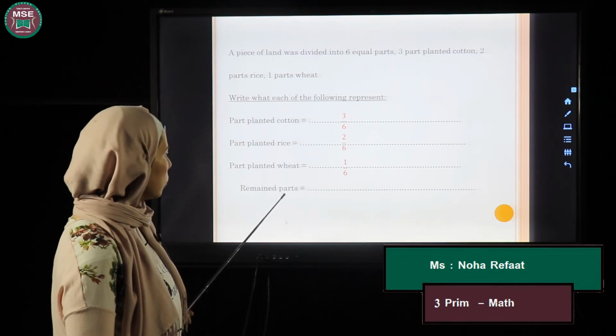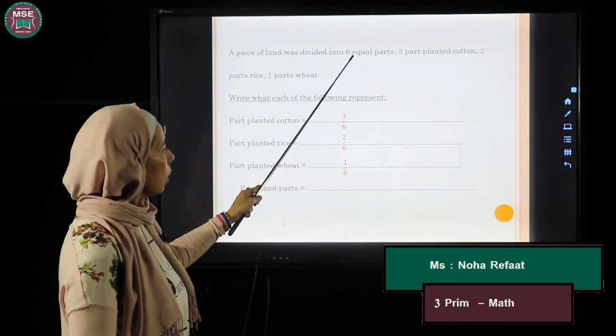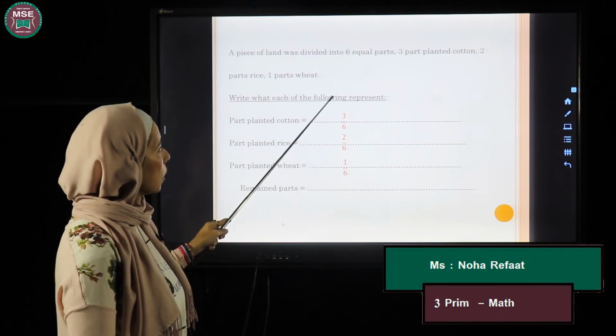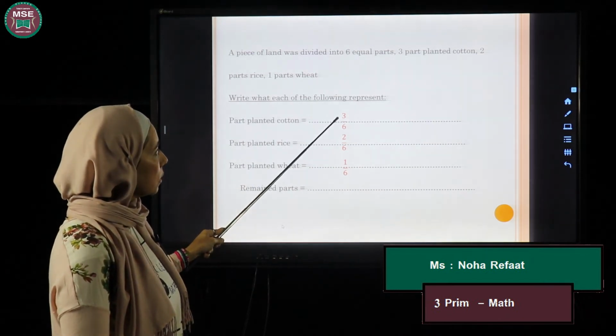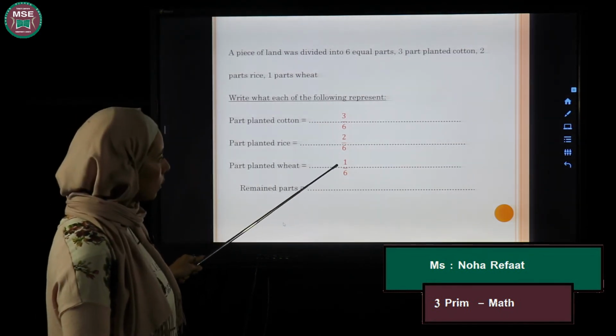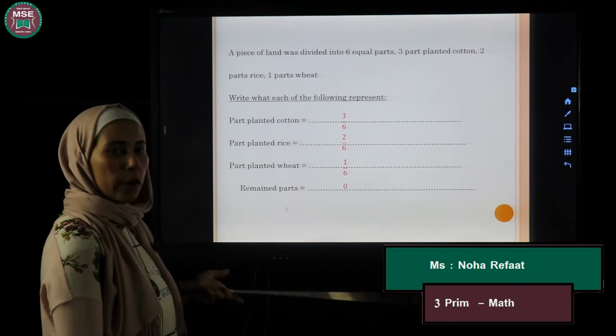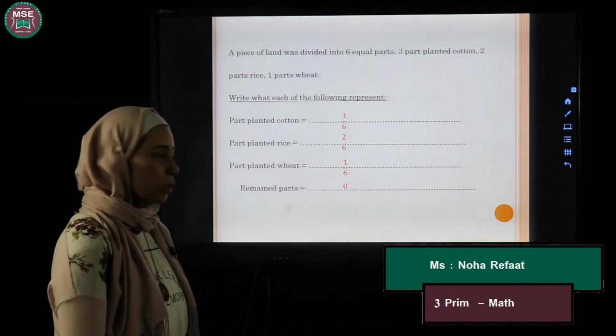Okay, I need to know the remaining parts. All the parts are 6. So 3/6 plus 2/6 equals 5/6, plus 1/6 equals 6/6. So the remaining parts are 0. We don't have any remaining parts.